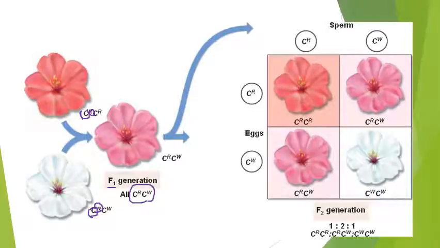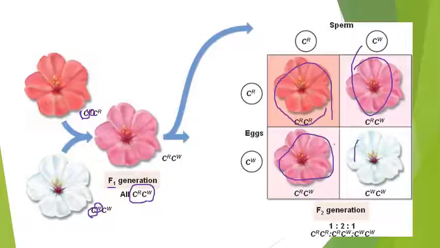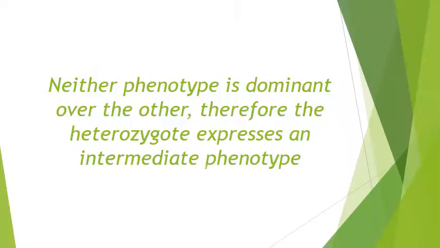Okay? So if we then go and cross 2 heterozygotes, which would be 2 pinks, set it out in your Punnett square, you'd have a red, you'd have a white, and you'd have 2 intermediates here and here, which are heterozygote for the trait. So these 2 are intermediate, and this one is homozygote for red, this one is homozygote white. So here's your ratio, 1 to 2 to 1. In comparison, this is when neither phenotype is dominant over the other, so the heterozygote expresses an intermediate phenotype. The key word here being intermediate.